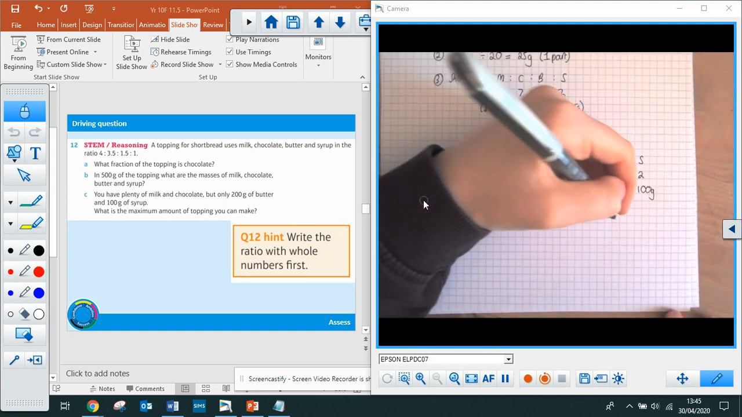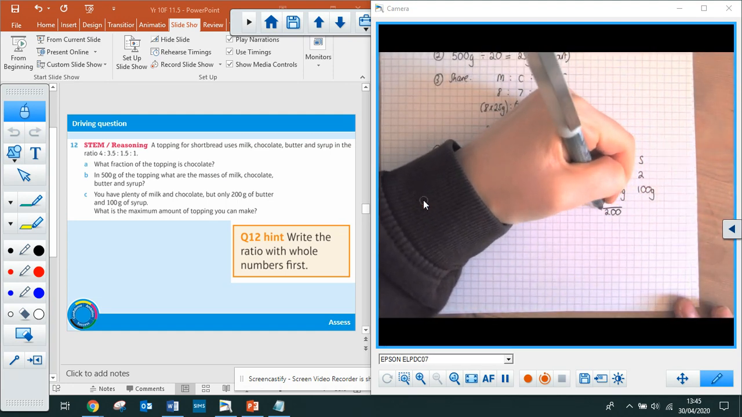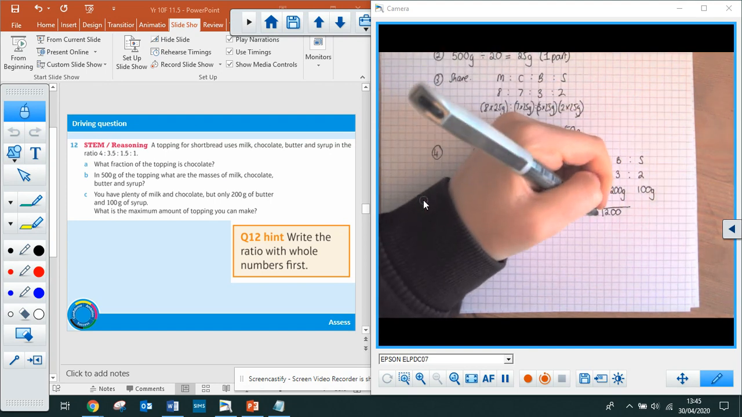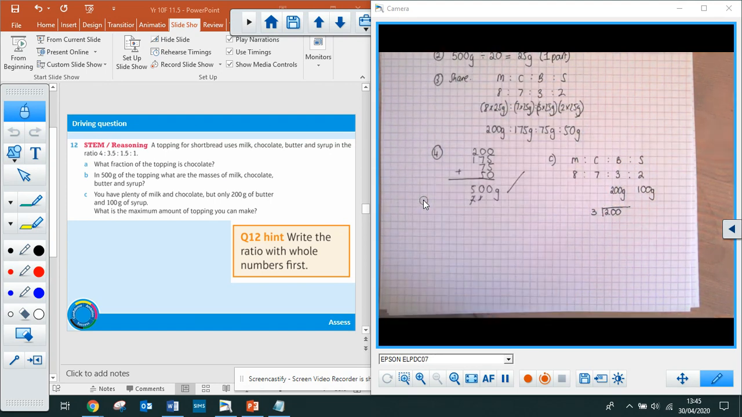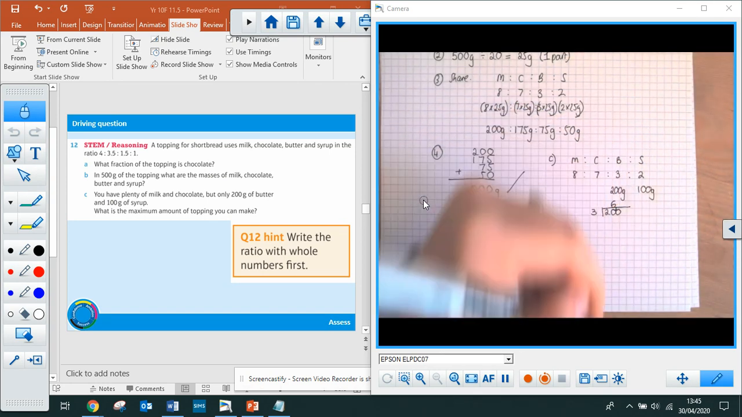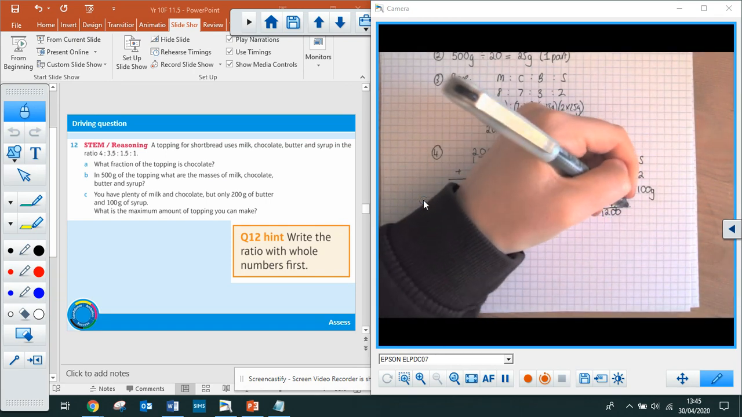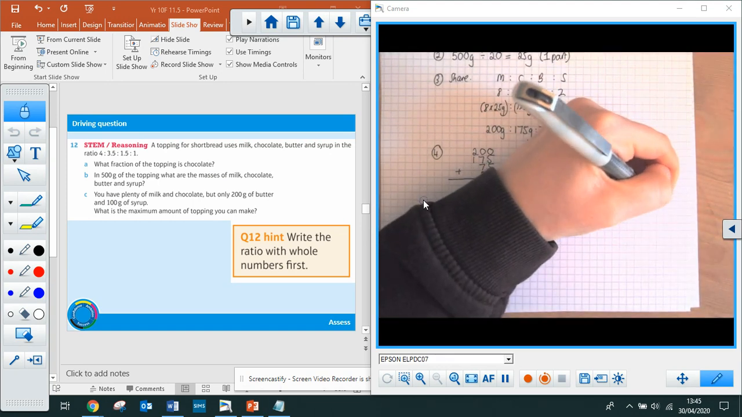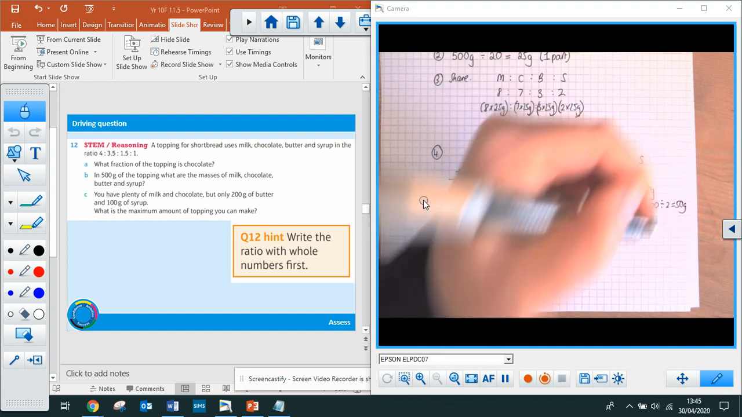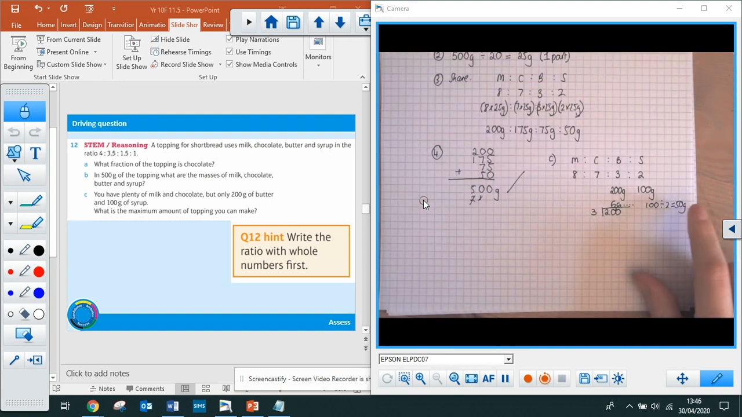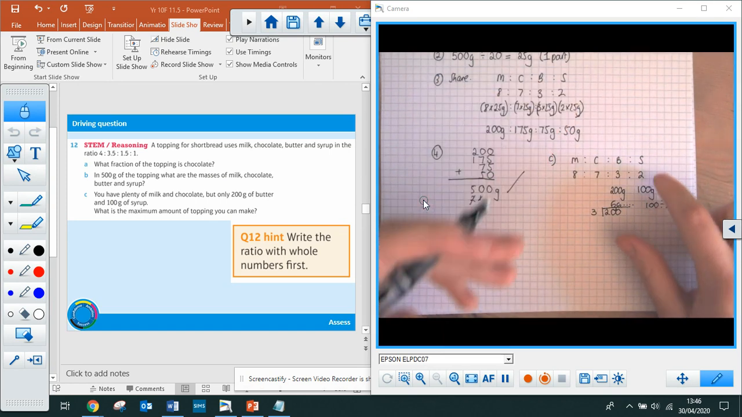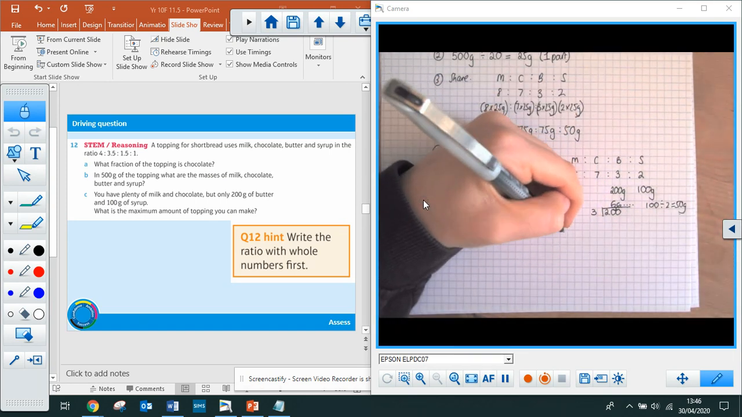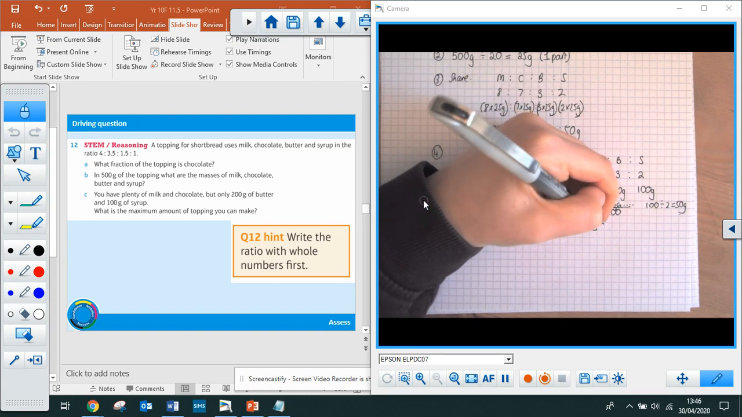So let's start with 200 divided by 3. Doesn't go exactly, so I'm going to have to use a bus stop. 3 doesn't go into 2, so we carry our 2 and make 20. 3 goes into 20 6 times with 2 remaining, and so on. So I know it's 66 something. Let's just go dot, dot, dot. And 100 divided by 2, I know is 50 grams. Okay? As that's smaller, 1 part is going to have to be worth 50 grams, otherwise we wouldn't have enough syrup. Okay? So 1 part equals 50 grams.